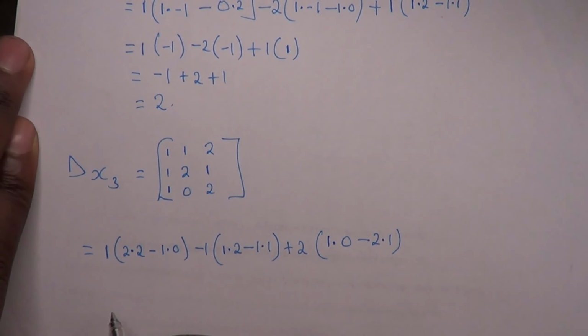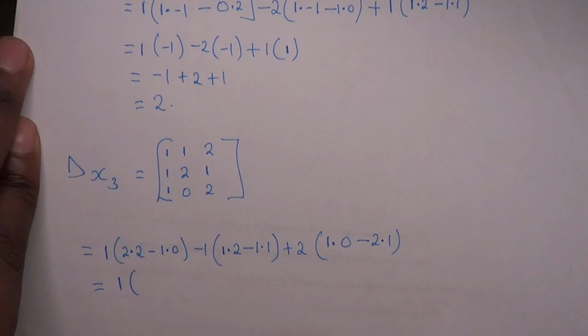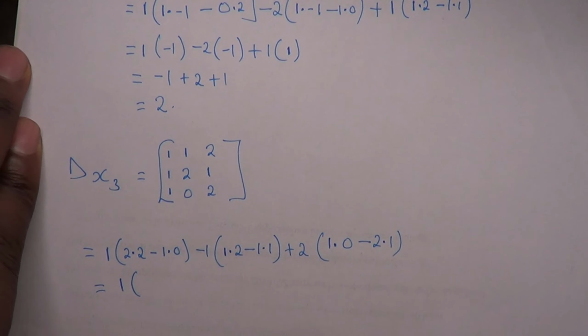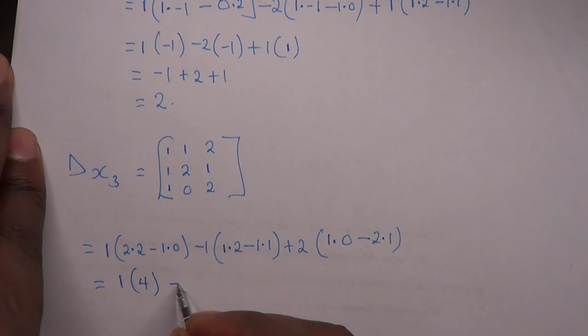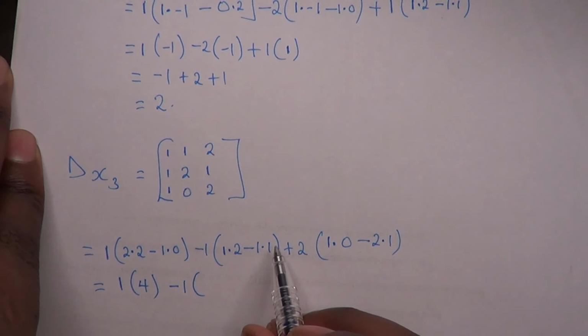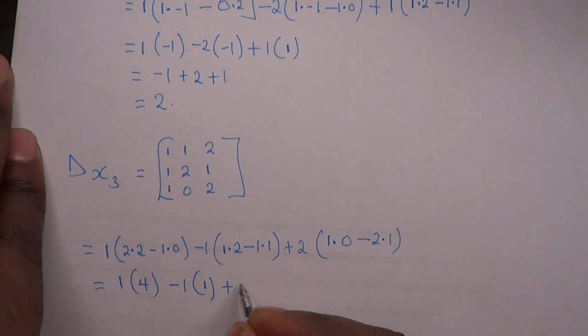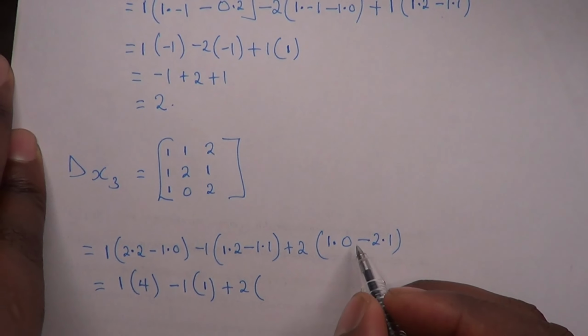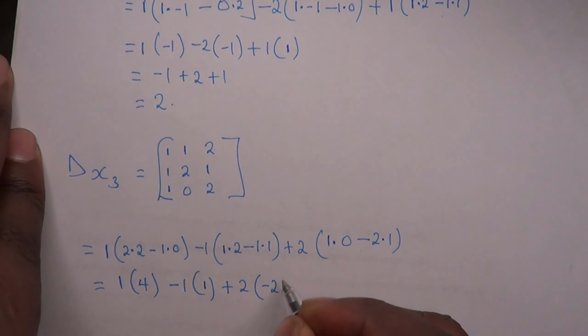Okay, so now here it will be 1 into 2 times 2, that is 4. 4 minus 1 times 0, that is 0. Now 4 minus 0 will make it 4. Minus 1 into 1 times 2, that is 2. Minus 1 times 1, that is 1. 2 minus 1 we get 1. Plus 2 into 1 times 0, that is 0. Minus 2 times 1, that's negative 2.